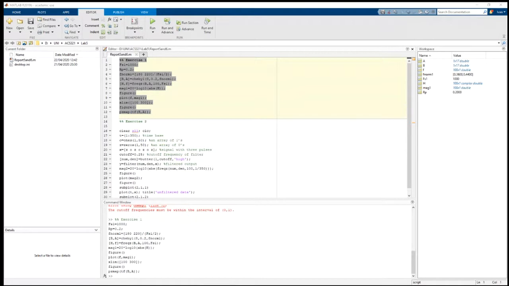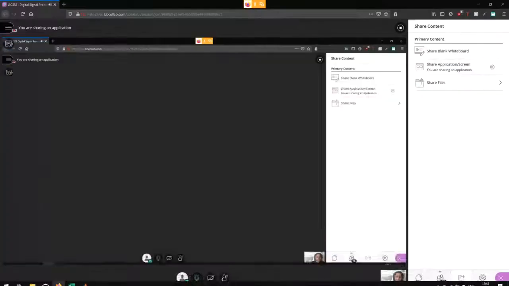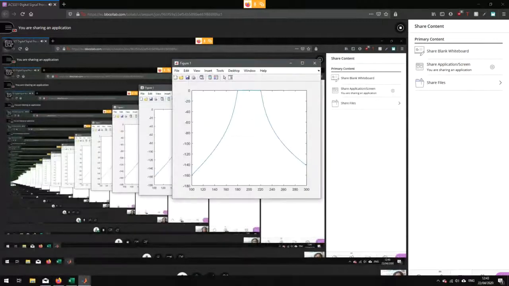You can't see the actual figures, can you? No, I cannot see yet. Sorry. You need to share the entire screen, not just an application. There you go.